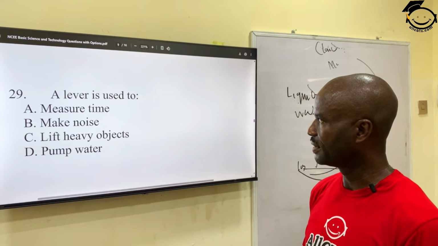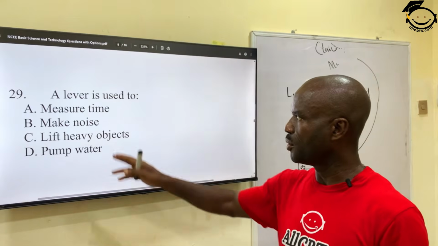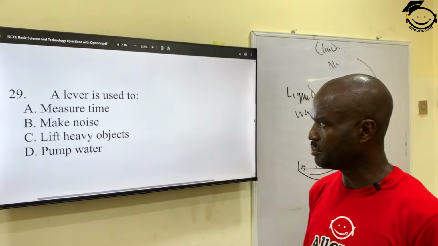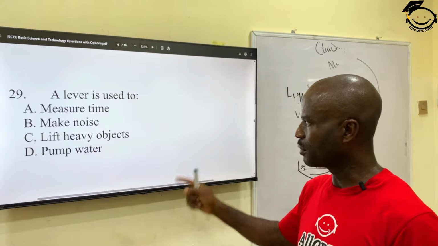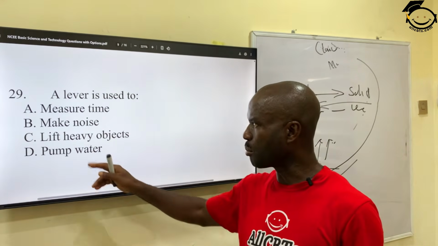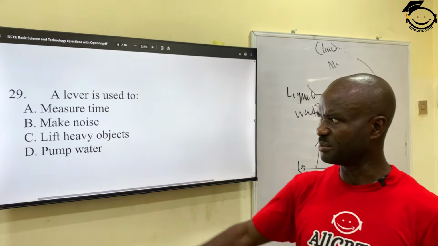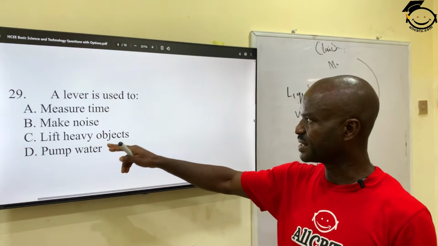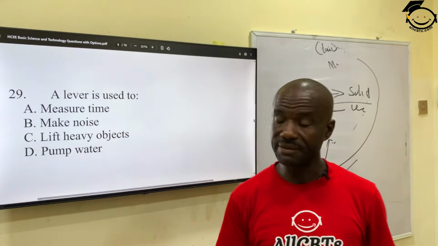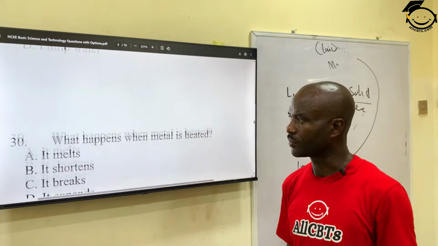Question 29. A lever is used to A, measure time. B, make noise. C, lift heavy objects. Then D, pump water. The correct answer is C. The lever is used to lift heavy objects. Lift heavy objects, a machine.